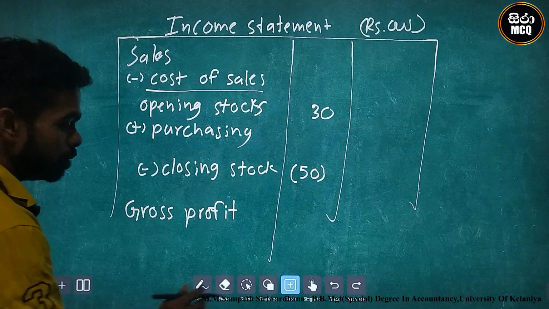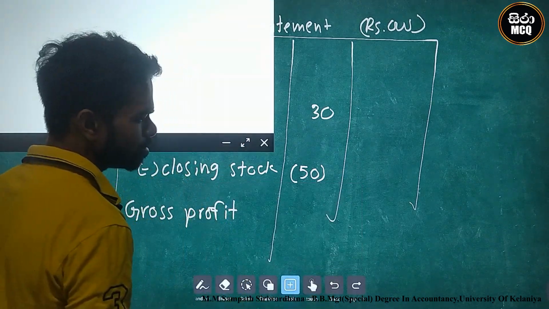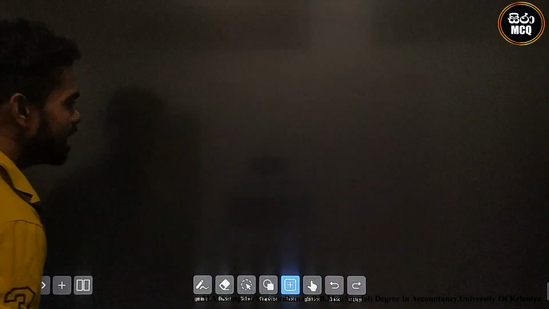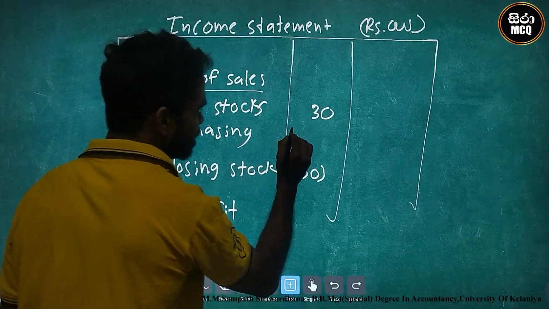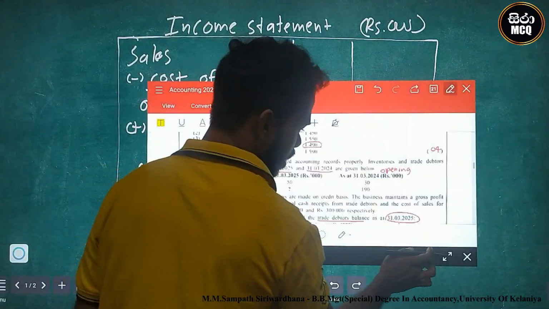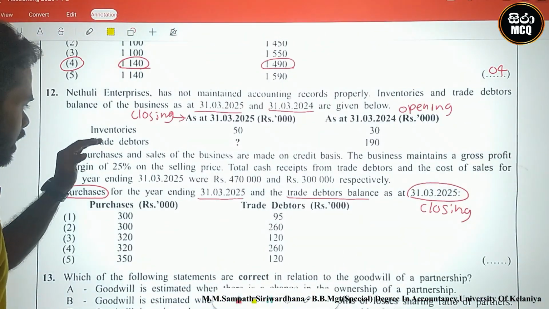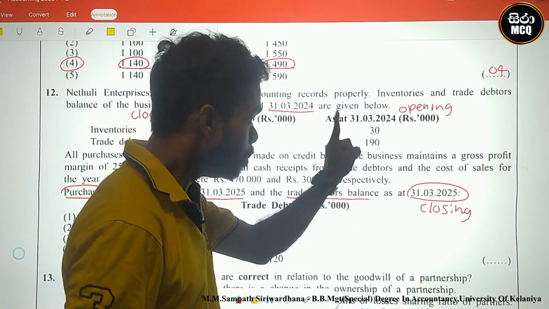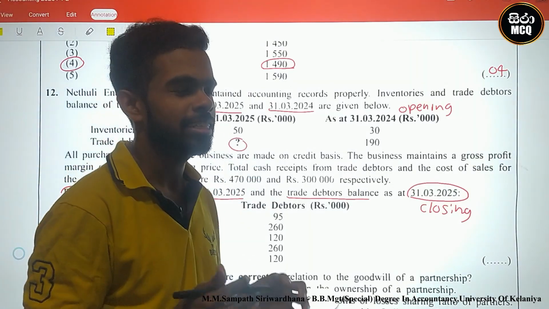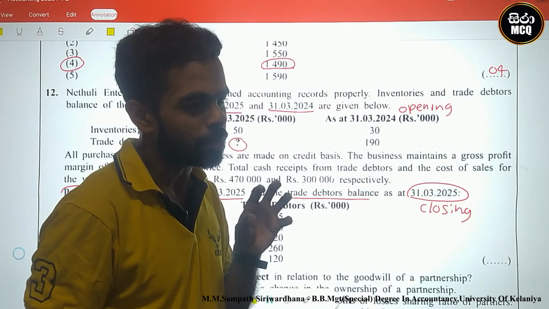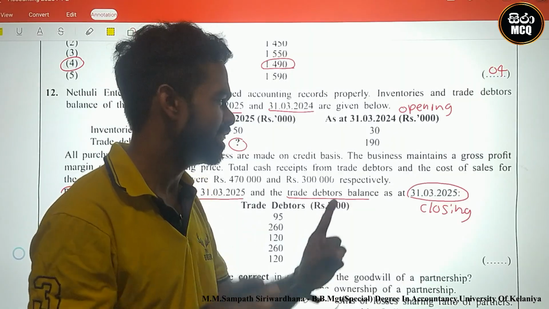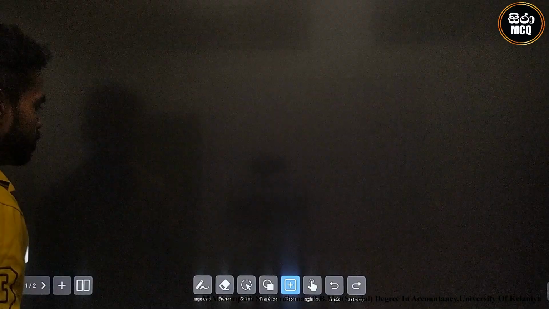Look here, our requirement. What is the requirement? Requirement is purchases. Look here, purchasing is there. Okay, let's see the question. And they gave us trade debtors opening 190, closing is blank. This requirement is the closing balance. We must calculate the closing balance using the debtor control account. I prepared the debtor control account.